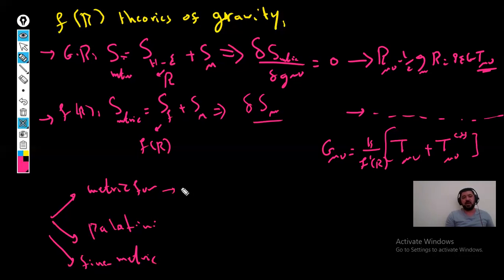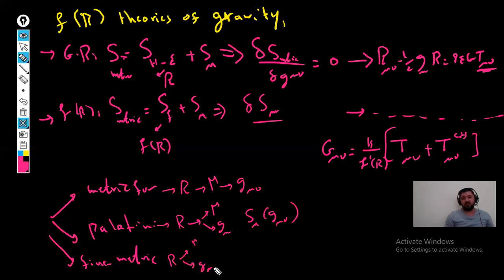In the metric formalism, R contains gamma, the Christoffel symbols, and this is a function of g mu nu. While in the Palatini formalism, R contains gamma, but now gamma is independent of g mu nu, and S of the matter depends only on g mu nu. In the metric-affine formalism, R contains gamma and g mu nu, both of them independent variables, and S of the matter also depends on g mu nu and on gamma.